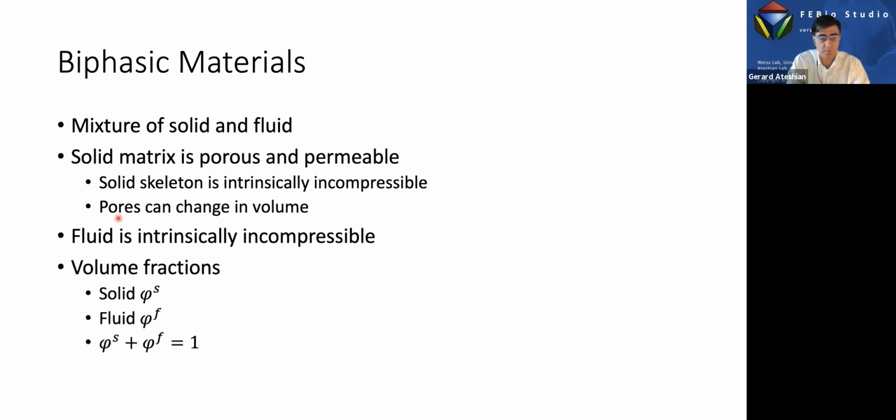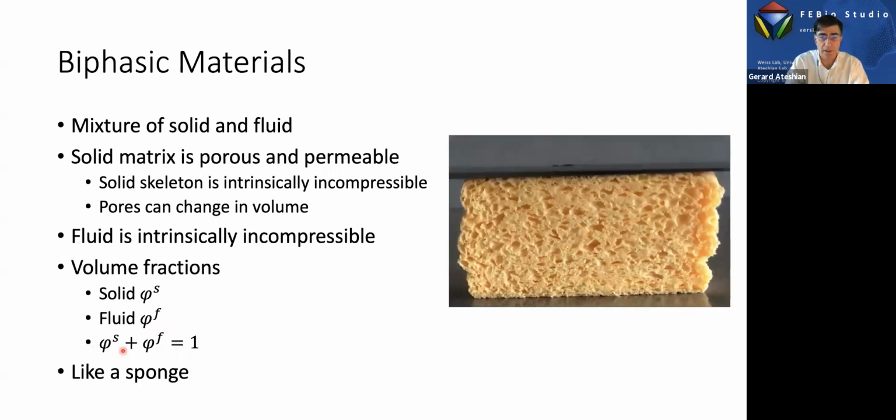pore volume. So to describe a biphasic material, we actually then have volume fractions, so we can apportion a fraction of the mixture to the solid and a fraction to the fluid. These volume fractions are denoted by Φs here and Φf here, and they satisfy this saturation condition that Φs plus Φf is equal to 1. So you only need to specify one of them in a particular analysis.